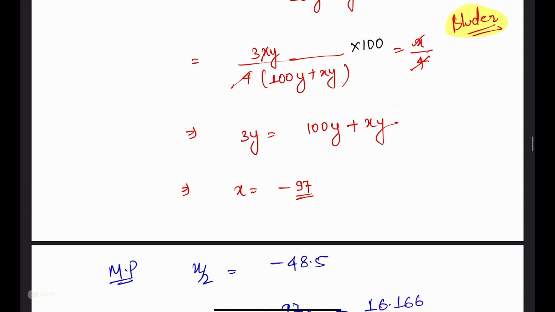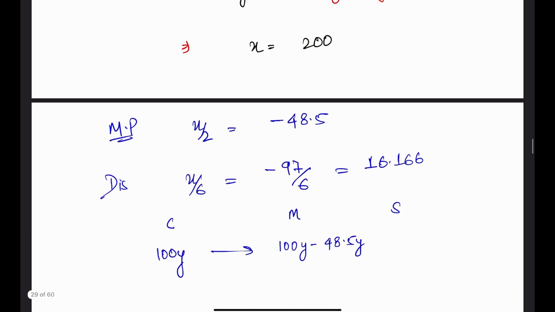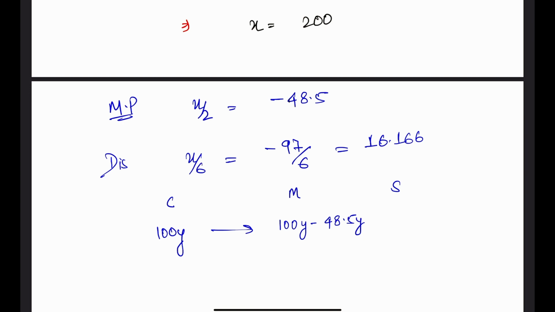So if it is 100, then this will become 300y. So my x value will become 200, right? Because y will go away, so my new mark price will become 100, and my discount will become x by 6. So 200 by 2 is 100, by 3 is 33.33%.